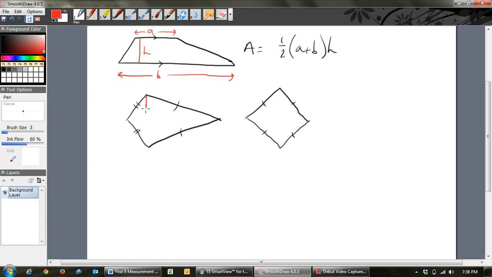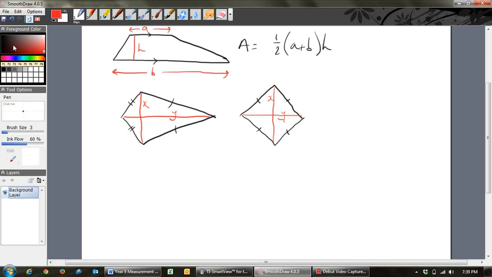So what you've got, if you've got this distance that goes across the kite, and this distance that goes across the kite like this, if that's length y and that's length x, and the same goes for a rhombus, length x and length y, then your area for these shapes is equal to half x times y. Okay, so that's an easy one to remember too, because it's very similar to triangles.